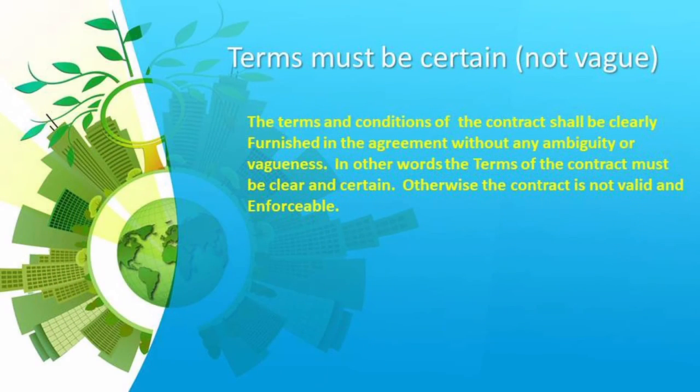Next condition is terms must be certain and should not be vague. The terms and conditions of the contract shall be clearly furnished in the agreement without any ambiguity or vagueness. In other words, the terms of the contract must be clear and certain. If it is not clear and certain, it is not valid and enforceable. So, whenever you are entering into a contract, clearly mention everybody's obligation, that is, the offerer's obligation and the acceptor's obligation. If the terms of the contract are uncertain, vague, or ambiguous, then subsequently the contract cannot be enforceable.